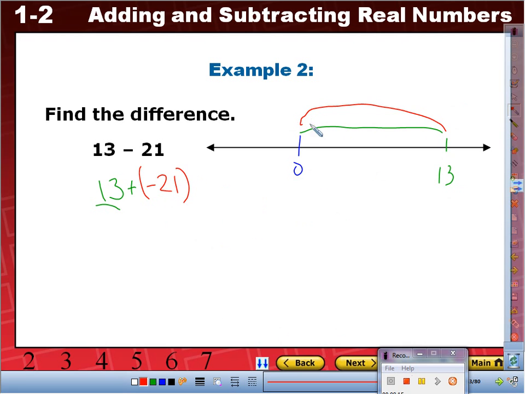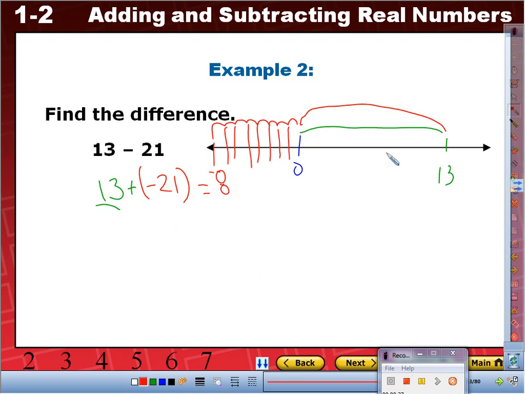Is that correct? Yes. And then from there, 14, 15, 16, 17, 18, 19, 20, and 21. So let's see where I land. Let's see, this is negative 1, negative 2, negative 3, negative 4, negative 5, negative 6, negative 7, negative 8. So the answer for this is negative 8. Everybody see how that worked?